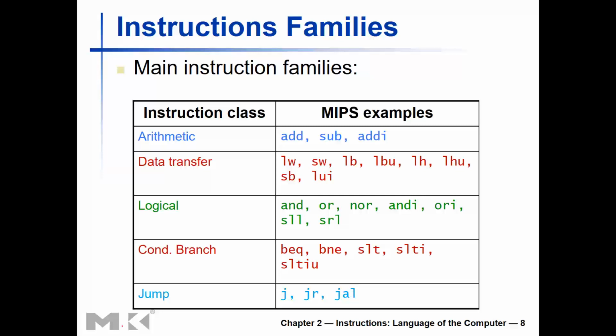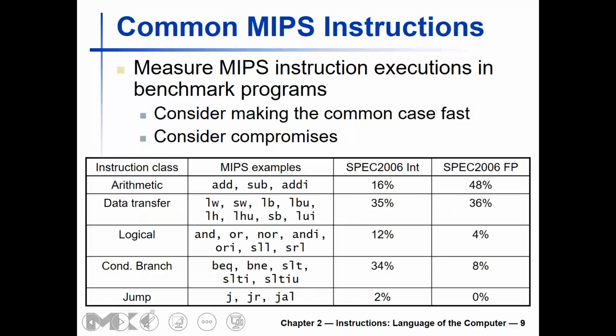In general, the instructions for MIPS can be classified as arithmetic, like add and subtract. We have data transfer, like load and store, both for bytes, words, and half words. Logical instructions where I do the ANDing, the ORing, etc. And conditional branch instructions where I check for a condition, then I branch, and jump instructions. These are the categories of instructions that we're going to cover in this lecture, and they are necessary to understand for the rest of the class.